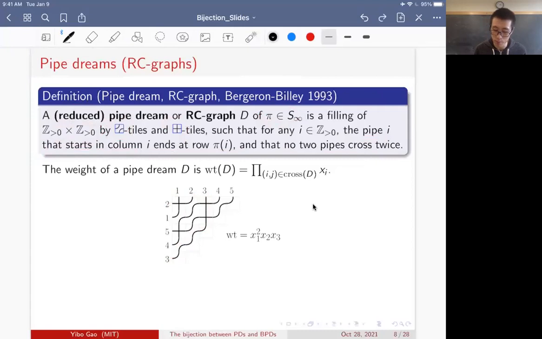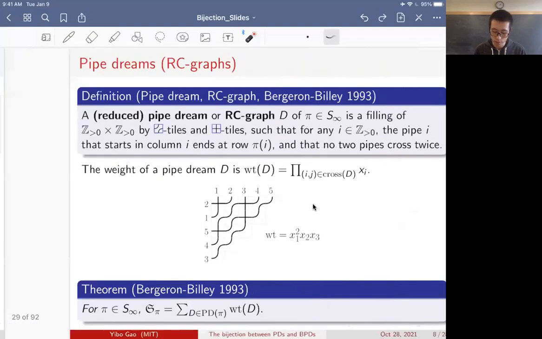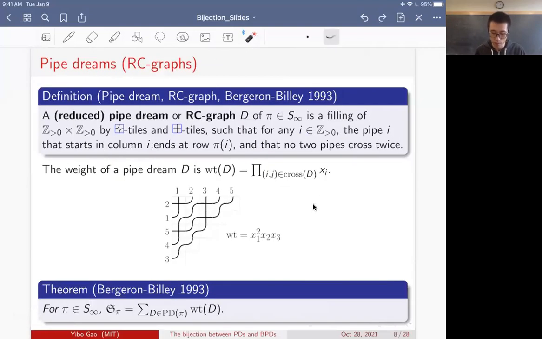The weight of a pipe dream is given by the crossings, the row index of the crossing. So in this picture, we have two crossings in the first row, one crossing in the second row, and one crossing in the third row. So that corresponds to a weight of x1 squared, x2, x3. And the theorem by Bergeron and Billey says that for permutation pi, its Schubert polynomial equals the sum of weights of all the pipe dreams. Okay.